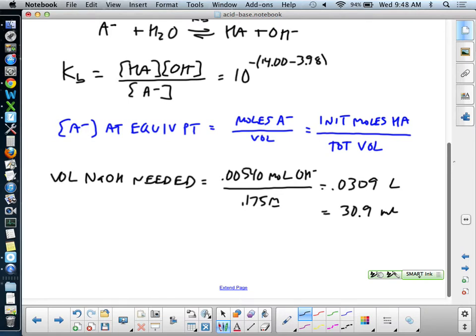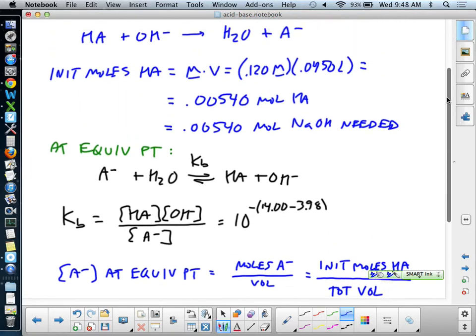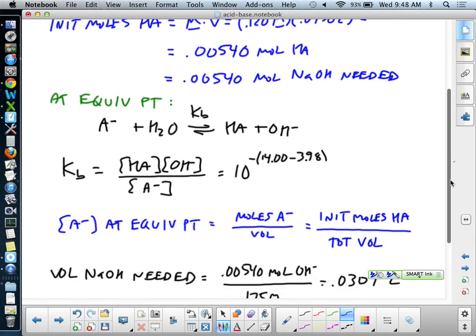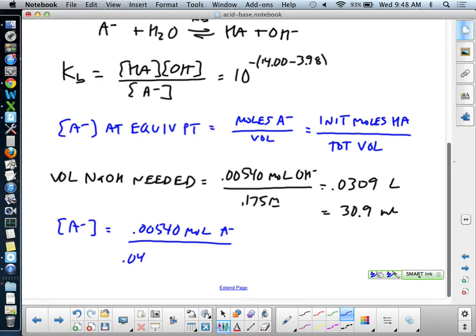So the approximation works. That lets us calculate A minus as 0.00540 moles of A minus produced divided by the sum of the initial volume of acid, which is 0.0450 liters, plus the volume of sodium hydroxide required to reach the equivalence point, 0.0309 liters. So 0.0718 molar is the concentration of A minus.